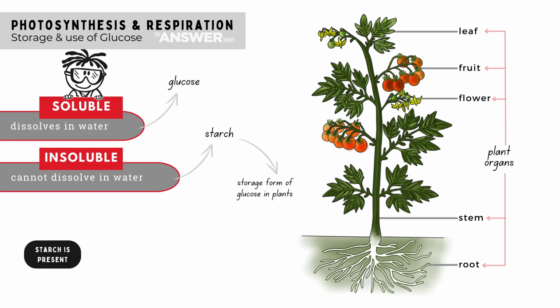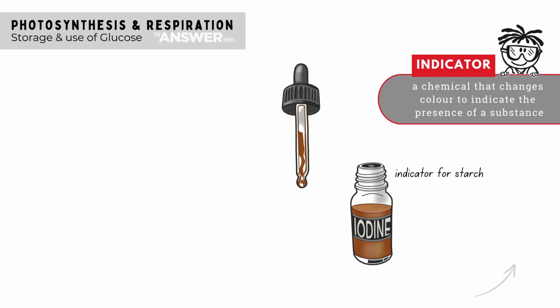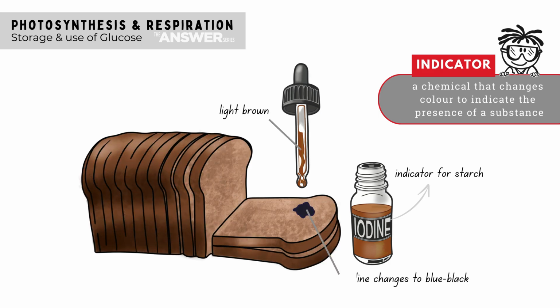If we can therefore prove that starch is present in a plant, it means that glucose was formed during photosynthesis and some of that glucose was stored as starch. So the presence of starch indicates that photosynthesis has occurred. Iodine solution is an indicator for starch. It will change from a light brown color to a blue-black color in the presence of starch.